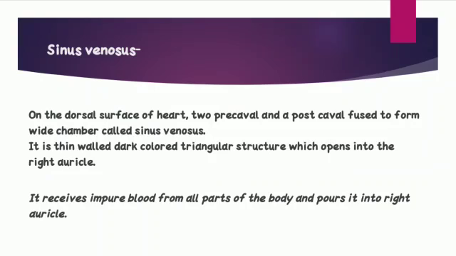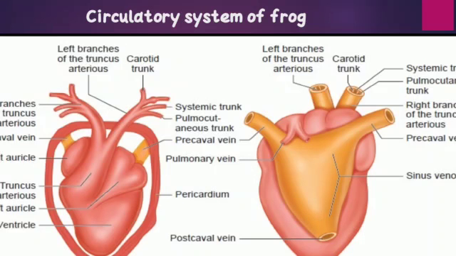On the dorsal surface of the heart, two precavals and one postcaval fuse to form white chamber called sinus venosus. It is a thin-walled, dark-colored triangular structure which opens into the right auricle with deoxygenated blood. It receives impure blood from all the body parts and pours it into the right auricle. You can see the triangular sinus venosus in this diagram.